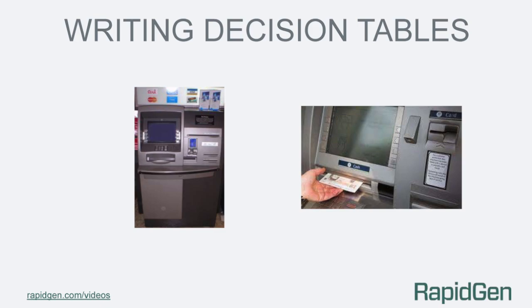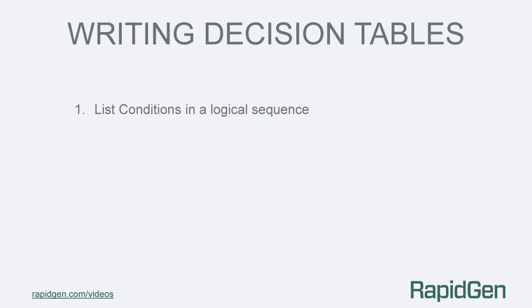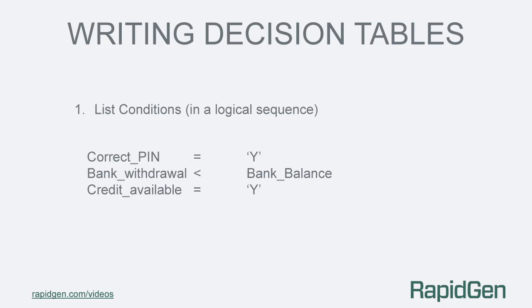So how do we go about writing or drawing up a decision table? The first thing is to list your conditions. In theory, it is possible to list your conditions in any order, but in practice, it is better to list your conditions in a logical order, as this can speed up the evaluation and processing of the decision table.